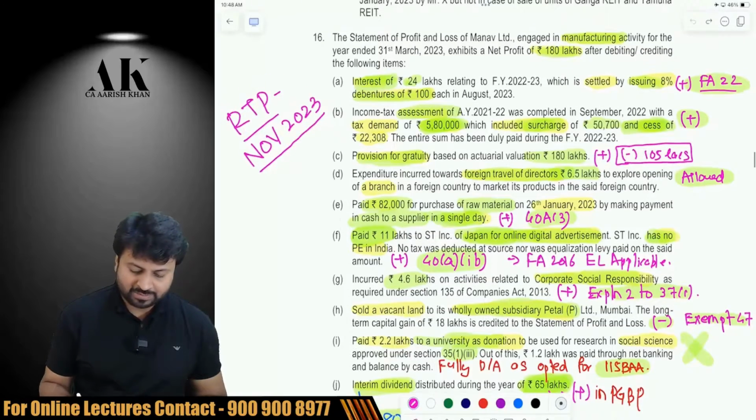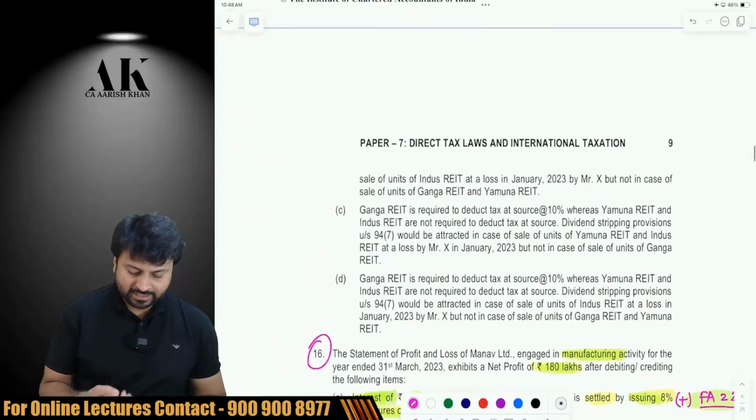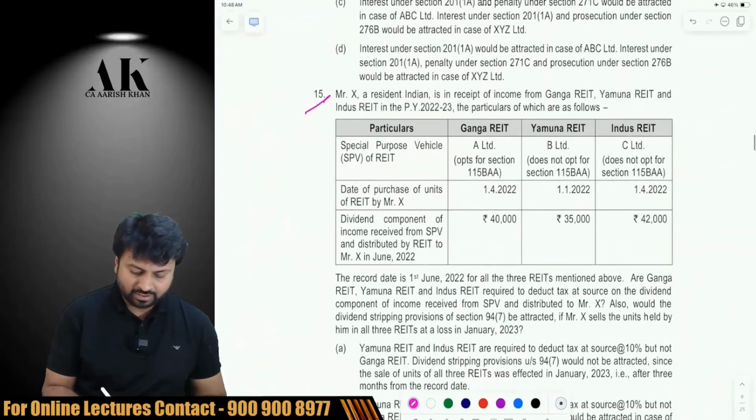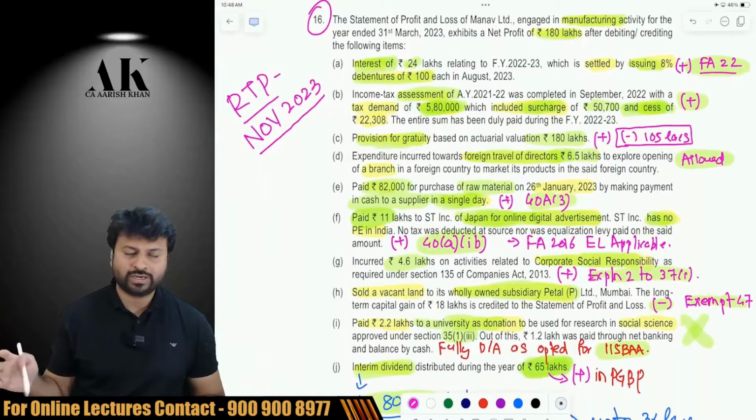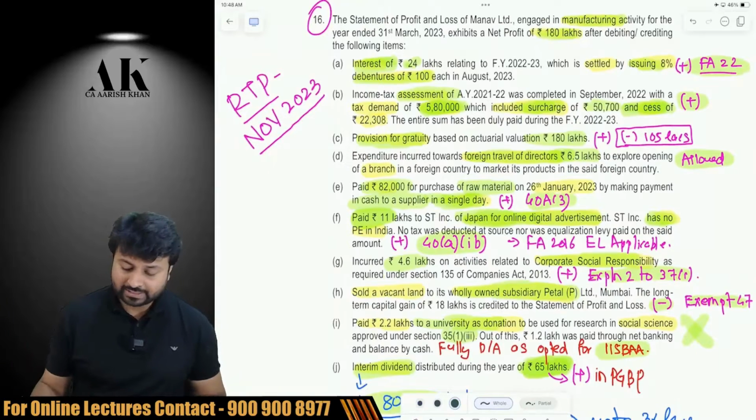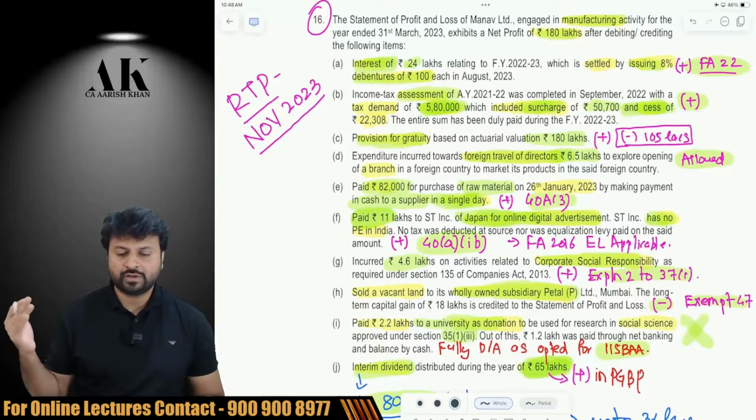The first question is a PGBP question, question number 16. Till question number 15, there is an MCQ, and all the MCQs I have already discussed in a separate video of RTP. You can go and check that. Today we are more interested in the descriptive questions and not the MCQs. MCQs we have already discussed.